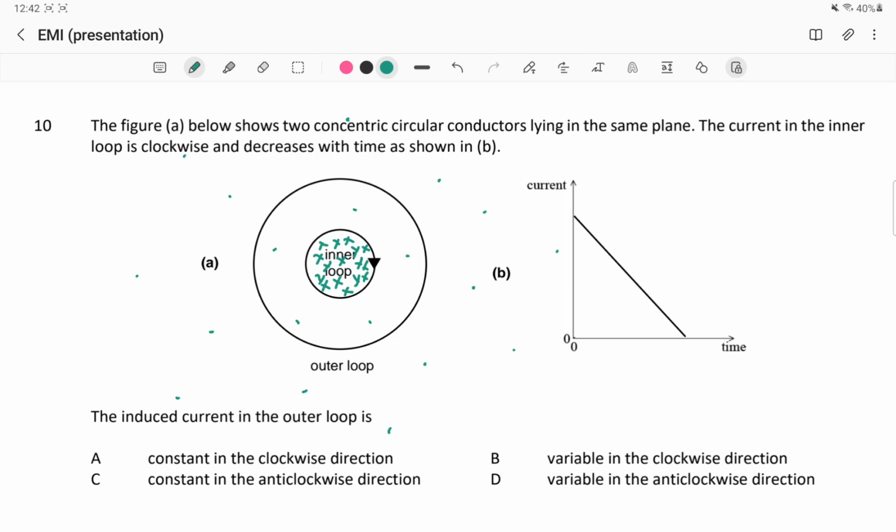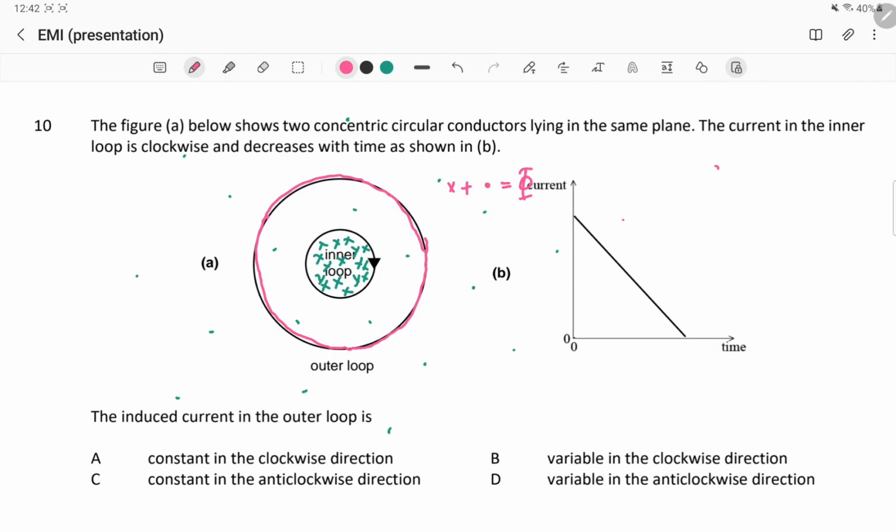But overall, for the outer loop, it is capturing more crosses than dots. So the net of the crosses and dots that it captures is the flux linkage. So it's the crosses plus the dots that equals the flux linkage. And this flux linkage, obviously, will change depending on the current in the inner loop.